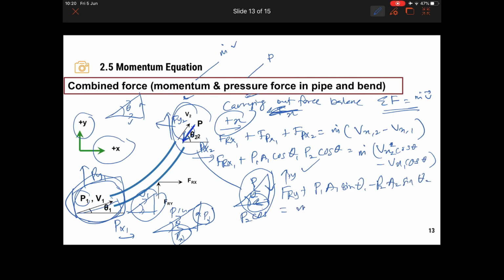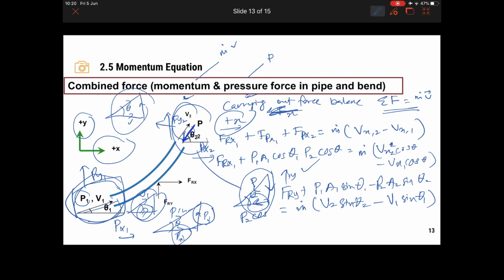Equal to m dot V2, again look at the X direction, look at the point 2 direction, V2 sine theta 2, okay, minus, is it minus? Look carefully at the V, yes, because it's positive, right? So minus V1 sine theta 1, okay. Then you can have all the expressions involved.